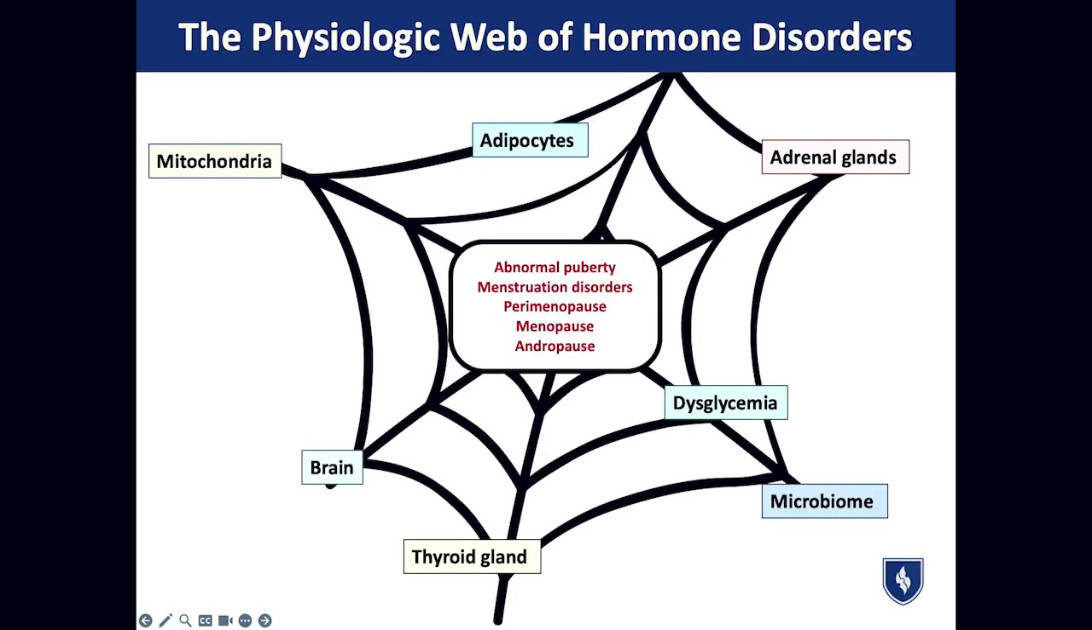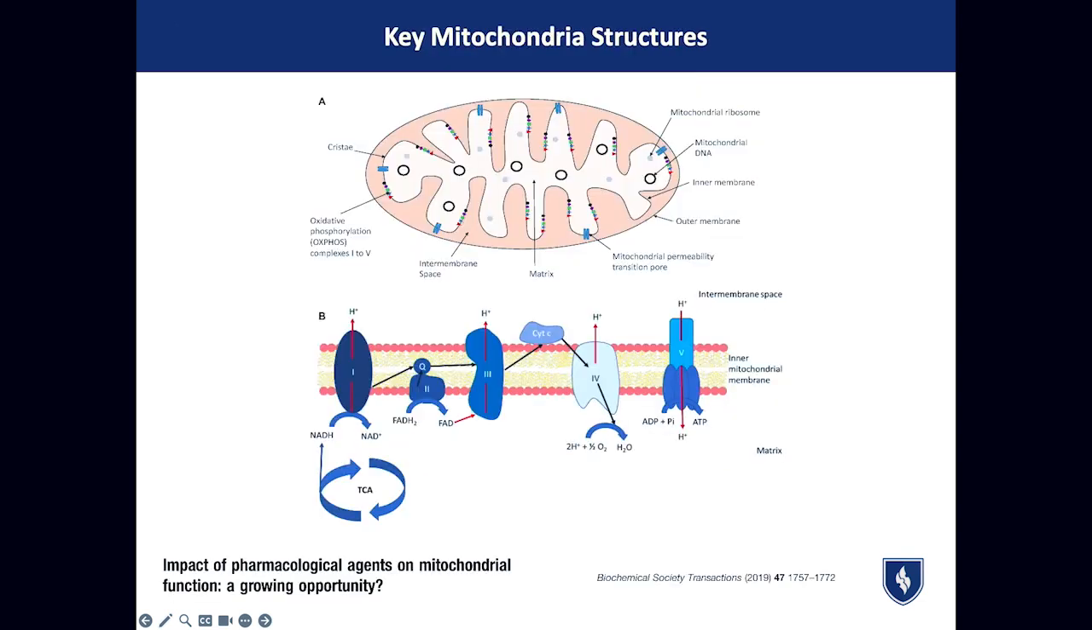So for the hormone web, we want to start with these interactions between mitochondria, adipocytes, which are cells in body fat that are highly metabolically active, the adrenal glands, dysglycemia, the microbiome, the thyroid gland, and the brain. One of the most important things is the mitochondria. Mitochondria are obviously responsible for producing energy.